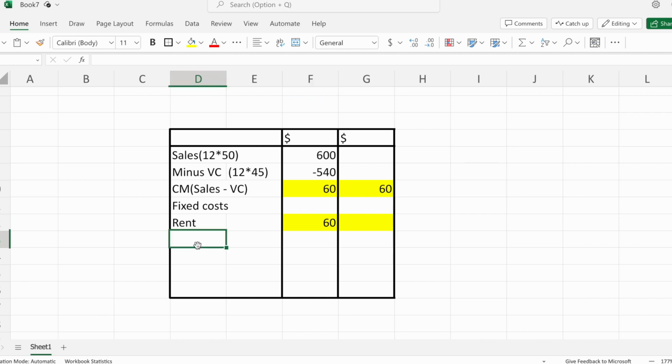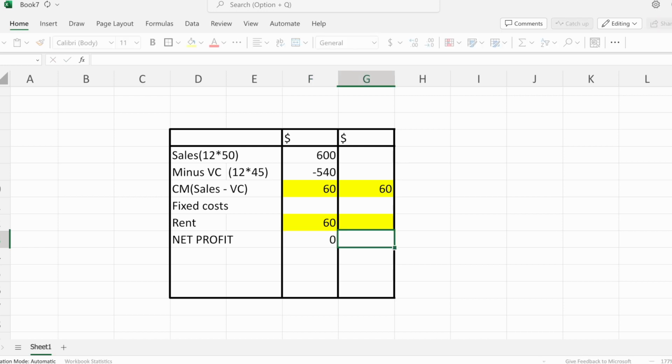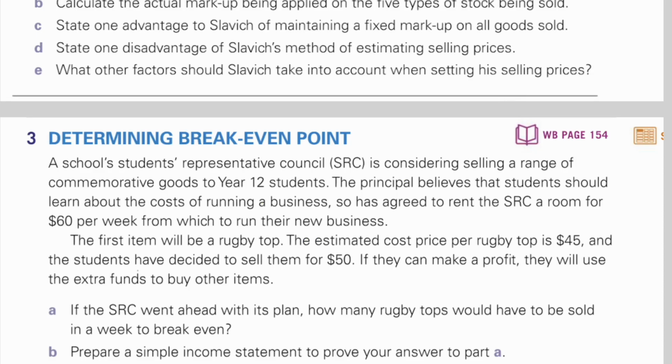profit. And the net profit is the surplus of how much is left, which a business can use either for capital or withdrawals or whatever. So in this case, when you minus 60 from 60, you get 0. So that's the break-even point, right? So it's 0. So this is our income statement, a simple income statement from this scenario.